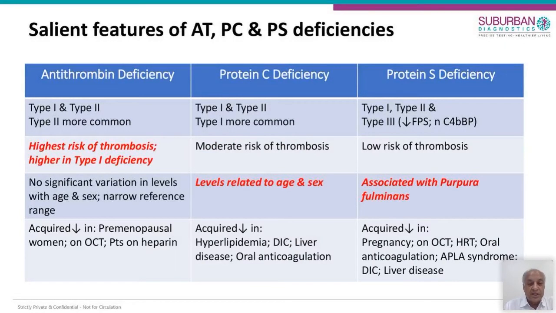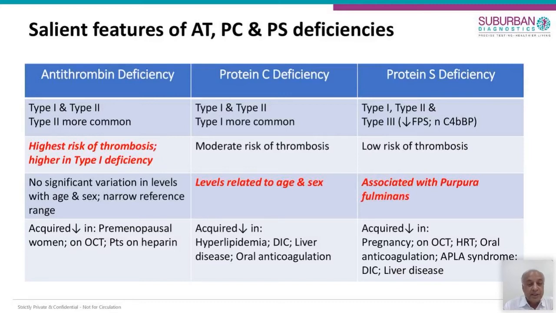This table shows you the salient features of antithrombin, protein C and protein S deficiencies. As we know, it can be type 1 or type 2. Type 1 is quantitative deficiency, type 2 is functional deficiency. And in the case of protein S deficiency, because you have a free and a bound component of the protein, you have a type 3 as well, wherein the bound part is normal, but the free part, or free protein S, decreases. As I mentioned already, the highest risk of thrombosis out of these 3 is associated with antithrombin deficiency.